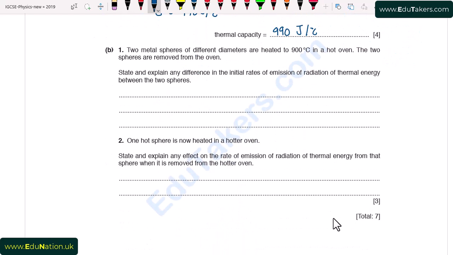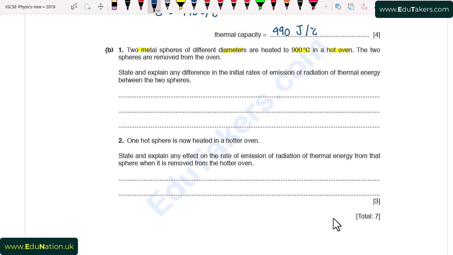Part B. Two metal spheres of different diameters are heated at 900 degrees C in a hot oven. The two spheres are removed from the oven. State and explain any difference in the initial rate of emission of radiation of the thermal energy between the two spheres.